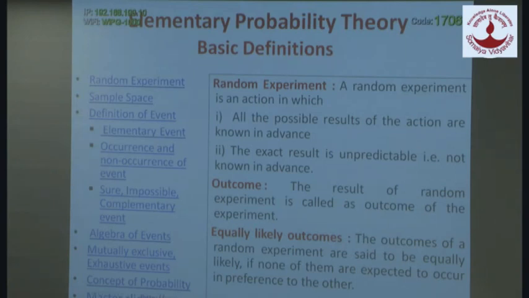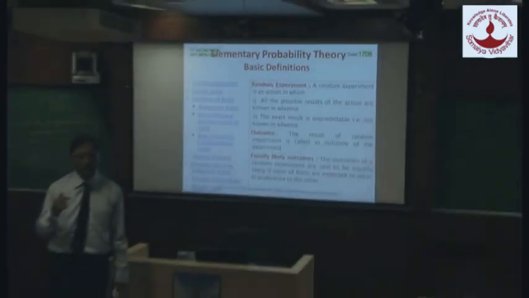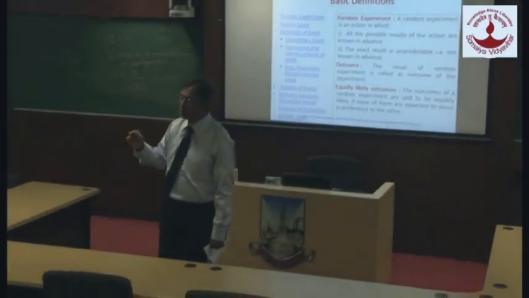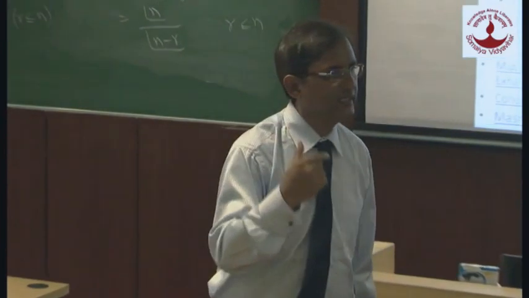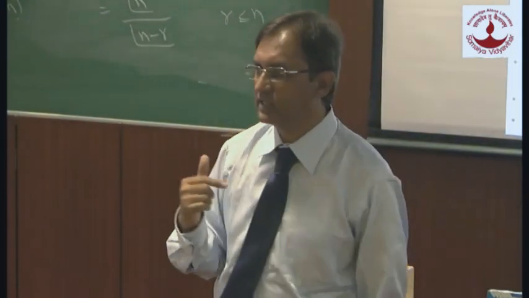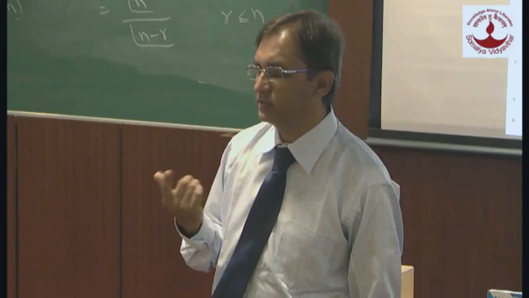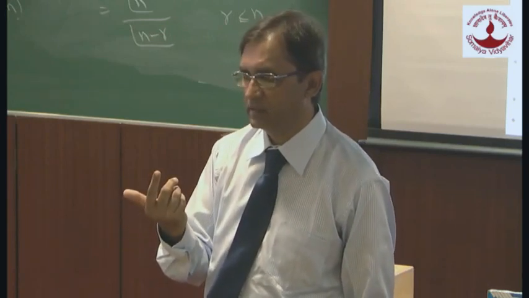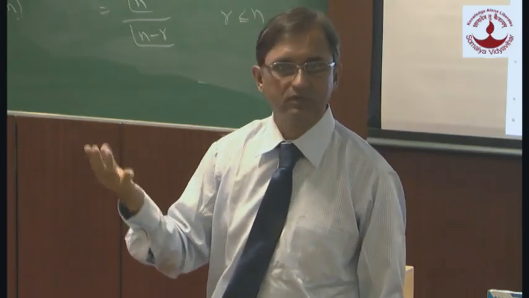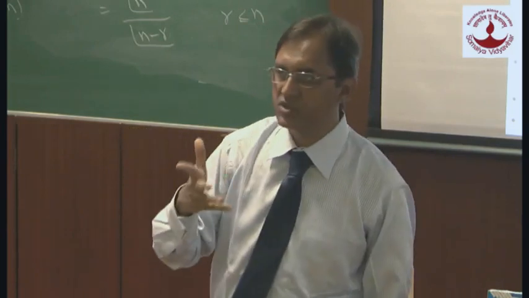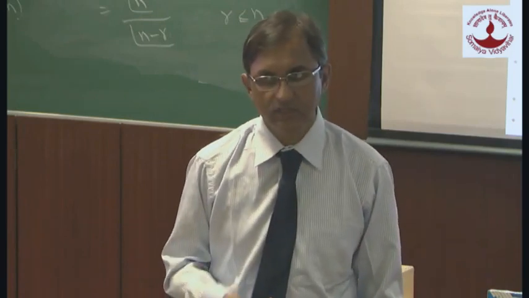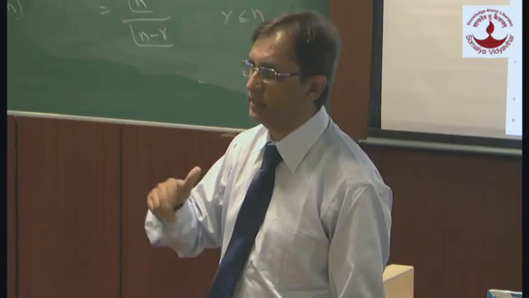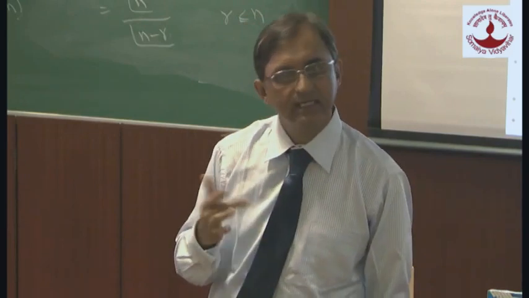There are certain experiments, but there are so many experiments in which the outcome is not sure. The set of outcomes you know in advance, but the exact outcome you will come to know only after conducting the experiment. Suppose I throw a die, you know that you will get either number 1 or 2 or 3 or 4 or 5 or 6 on the uppermost face of the die. But the exact outcome, when will you come to know? When you throw a die. So throwing a die is a random experiment.